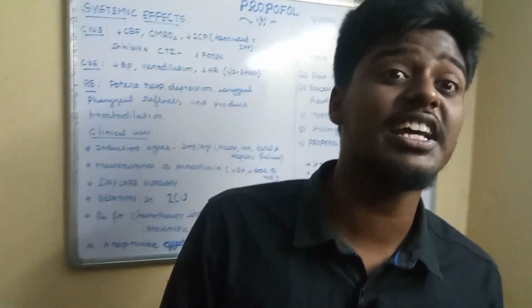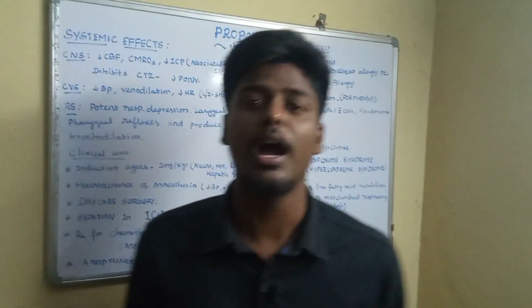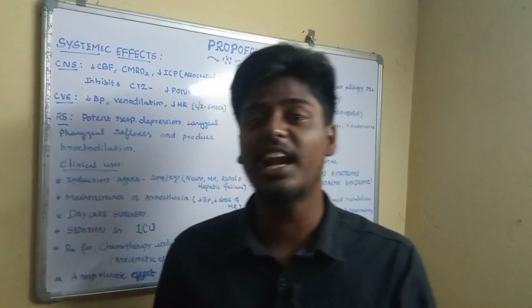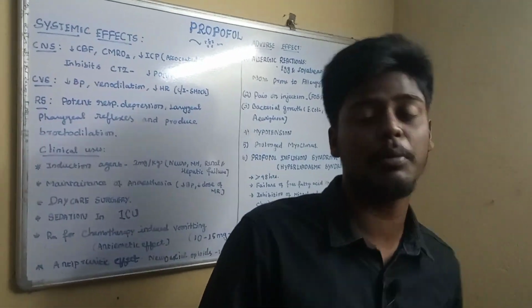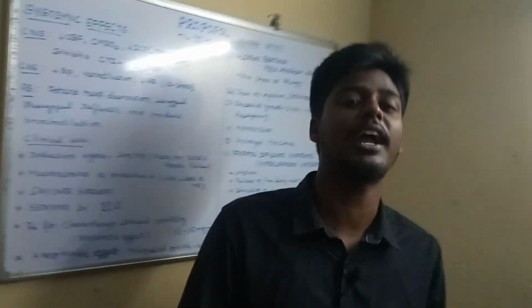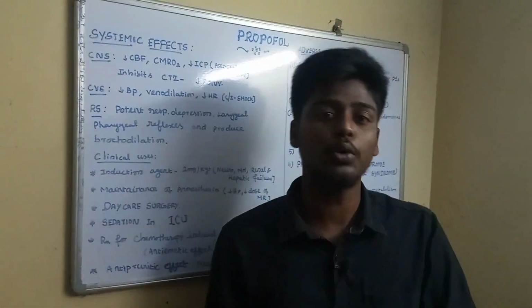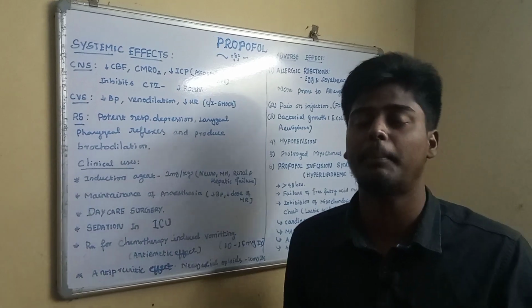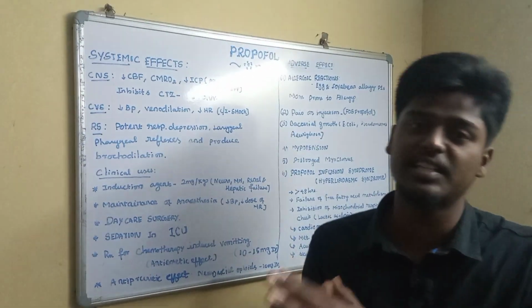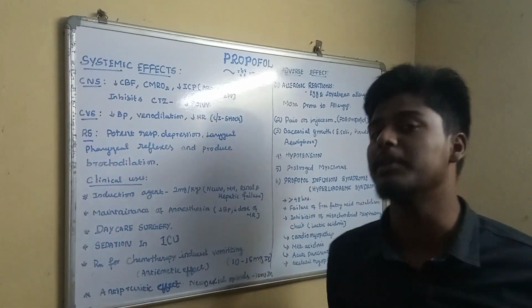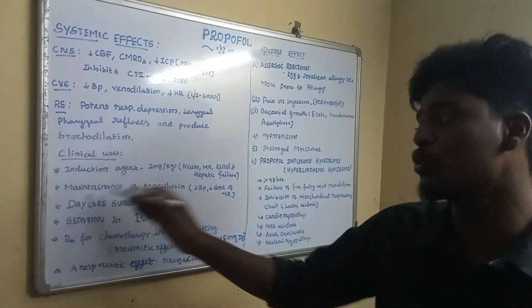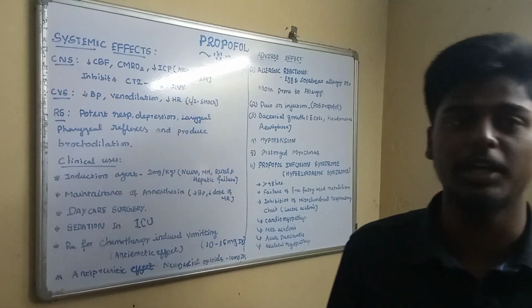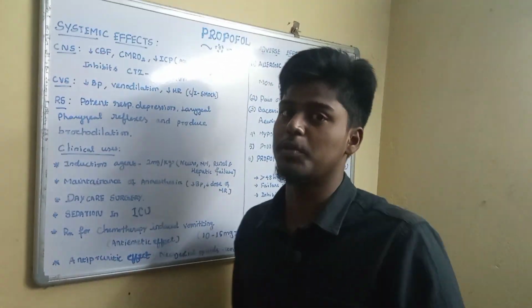Propofol is the induction agent of choice for malignant hyperthermia, and it is also the choice for patients with renal and liver impairment, because, as we already know from the first part of the video, it has extrahepatic and extrarenal metabolism. Not only is Propofol used as an induction agent, it is also used for maintenance of anesthesia in the intraoperative period as a Propofol infusion.